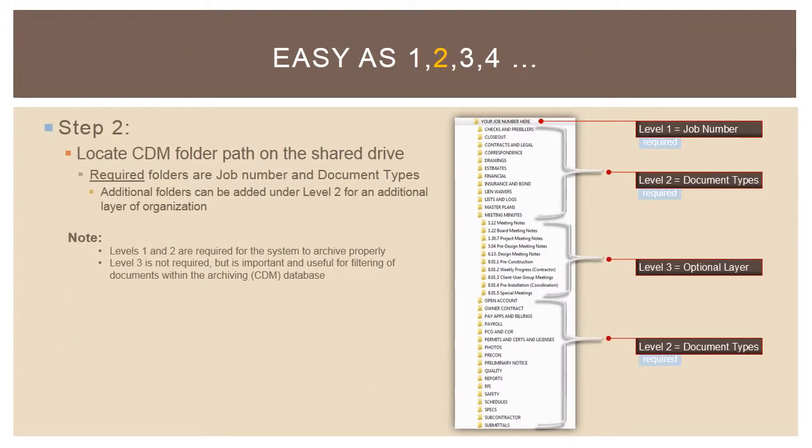Step 2. If the archive folder structure has already been created on your shared drive, locate the path and familiarize yourself with the structure. The required folders are your job number, level 1, and document type, level 2. At your discretion, additional folders may be added under level 2, creating a level 3 for an added layer of organization. No other folders may be added after level 3.